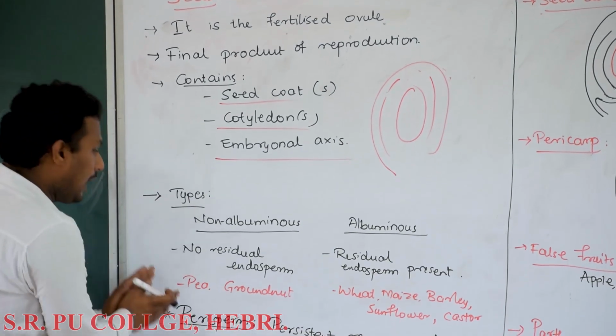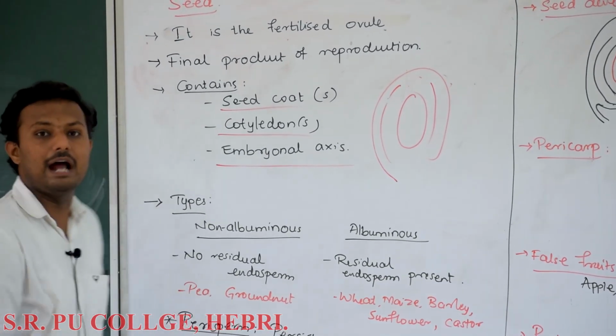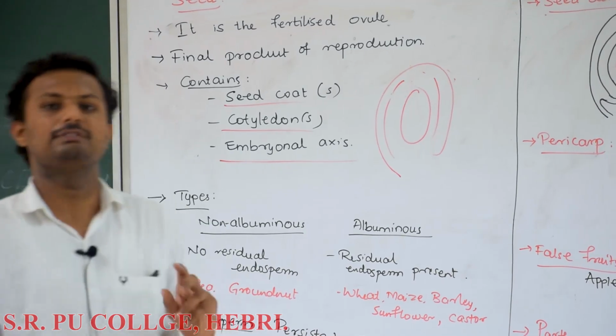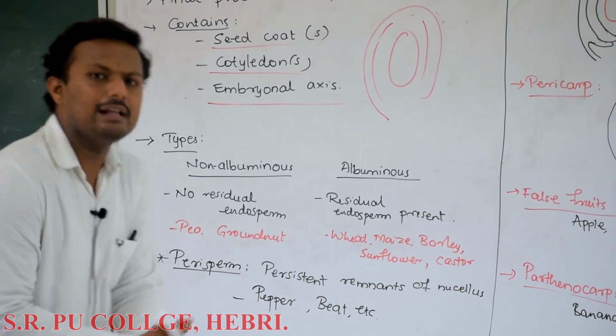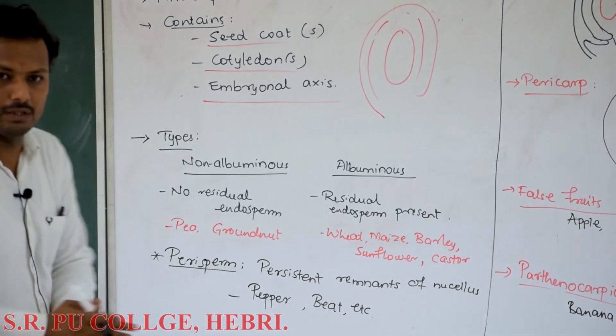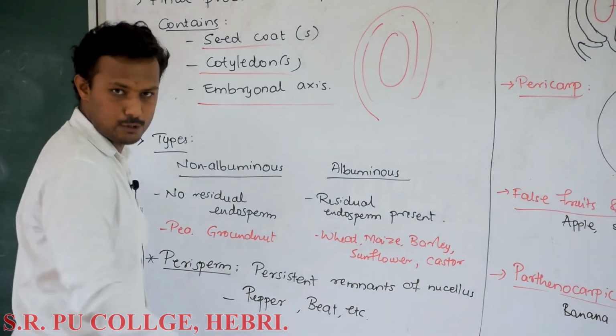Examples for non-albuminous seeds are pea and groundnut. Usually both of them belong to the family Fabaceae. Pea and groundnut, they still retain some amount of the endosperm after the complete development of the endosperm.